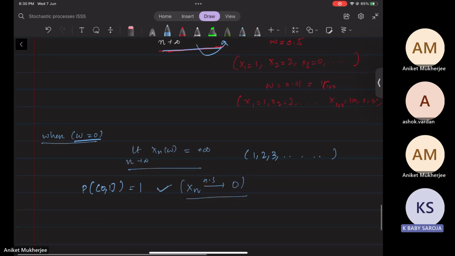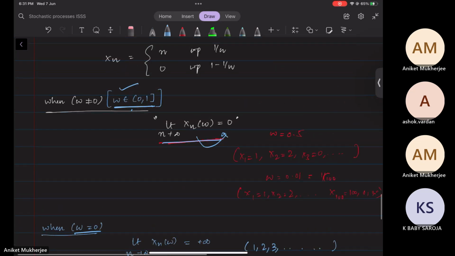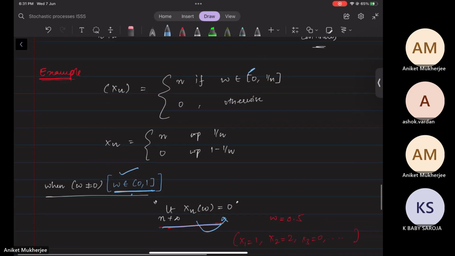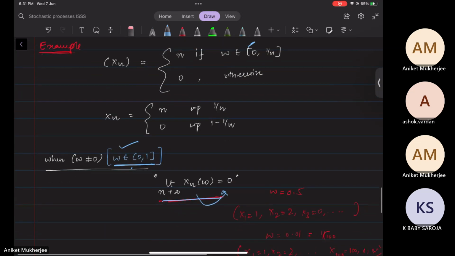Yes, sir. Okay, your question is actually good. This is a very basic example of how to collect omegas and find the probabilities. But there are many other ways to show almost sure convergence. We'll cover some of them in today's class. I'm going slowly. So this is the first way to show that this is an almost sure convergence.